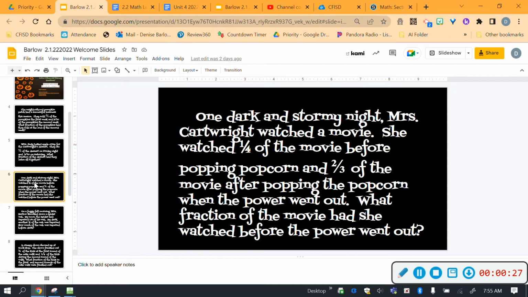So again, I'm making my window pane, and I'll shoot my camera over in just a minute, but I want to think about my question. It says, what fraction of the movie had she watched before the power went out? So I can turn that around and say, she watched blank fraction of movie. And the pieces of information that I want are 1/4 before the movie and 2/3 after the movie.